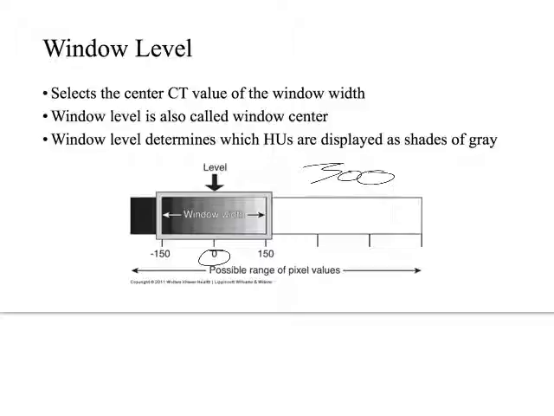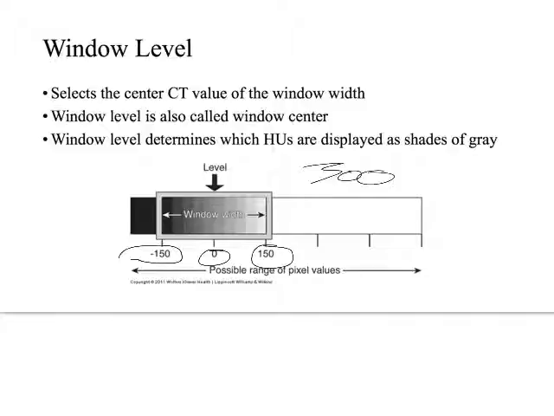If I go half that distance in the positive direction and half that distance in the negative direction, I've got everything from negative 150 over here to positive 150 over there. That's 300 Hounsfield units. So my center was 0, and my width now is 300. Okay?